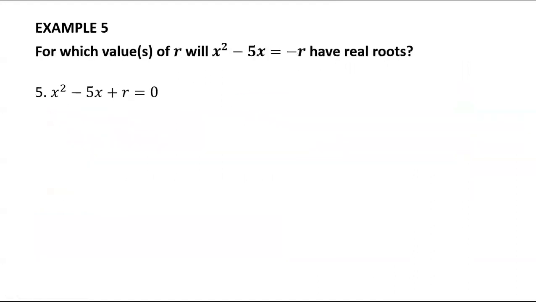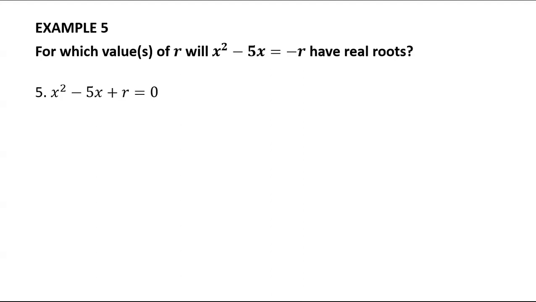Okay. Now, these are the questions that they love asking in past papers. For which values of r will that have real roots? Know that for you to have real roots, it doesn't matter. They didn't say rational. If they said rational, we know that our discriminant would have to be equal to a perfect square. They just said real roots.